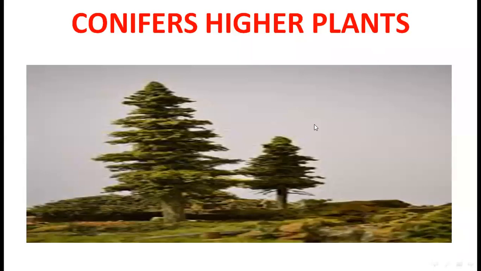Here you see, now we start the higher plants. Conifers belong to higher plants. The fourth group of plants is conifers, which are gymnosperms. They don't produce flowers. Conifers are more advanced than fern since they produce seeds, but their seeds are not enclosed in a fruit or flower as the plants in this group lack flowers and fruits.